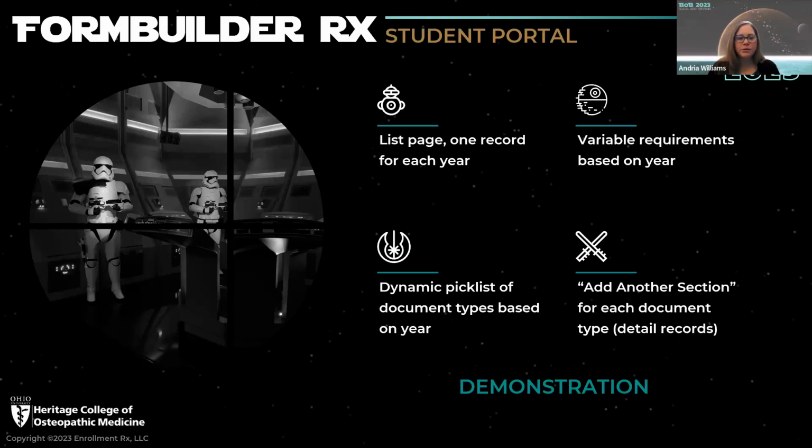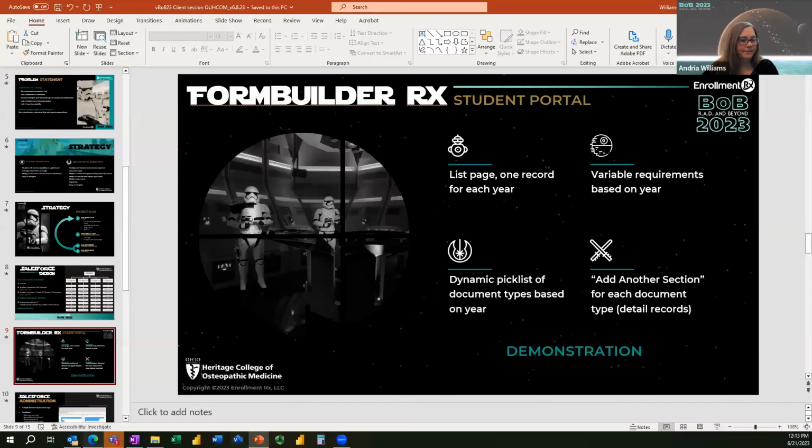So we needed to make sure that based on which OMS year you were, you saw and knew what do I need to submit. We also, because those requirements varied, made dynamic pick lists for each of those document types. So based on what year you are, your pick list of options for uploading a document reflected just what was needed for that year. And then we used add another section for the student documents. And we'll go into the actual portal. We'll show you what each of these look like.